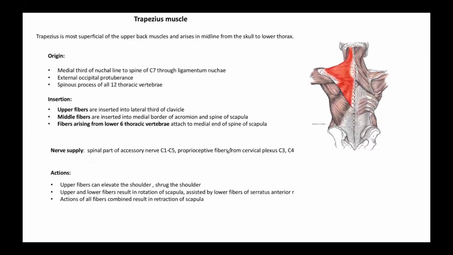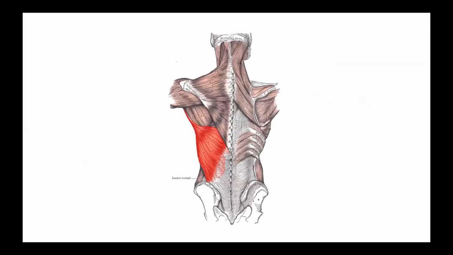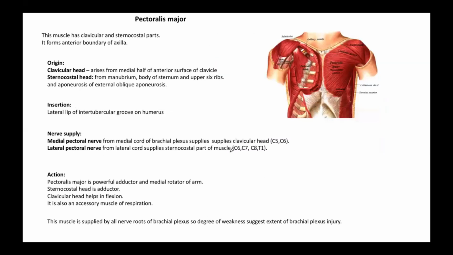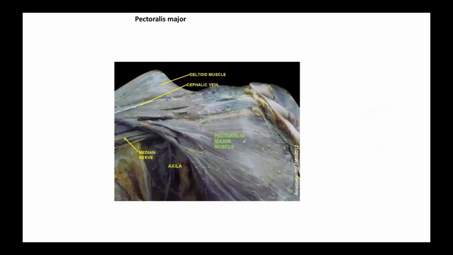If I have other pictures, yep. We should be able to identify this muscle. This is the deltoid muscle, and there is a vein going here, and this groove is the deltopectoral groove because this is pectoralis major.